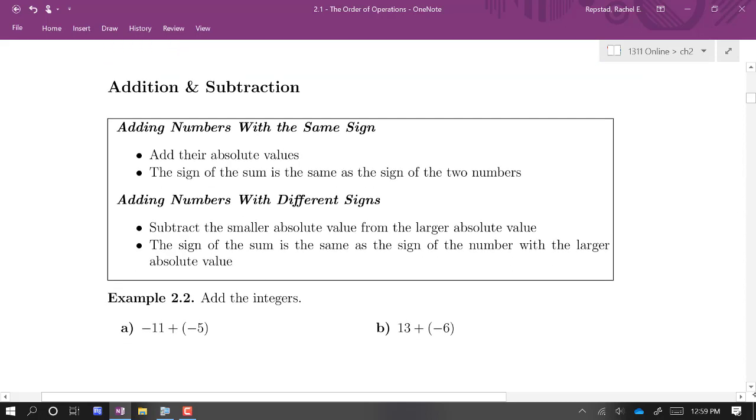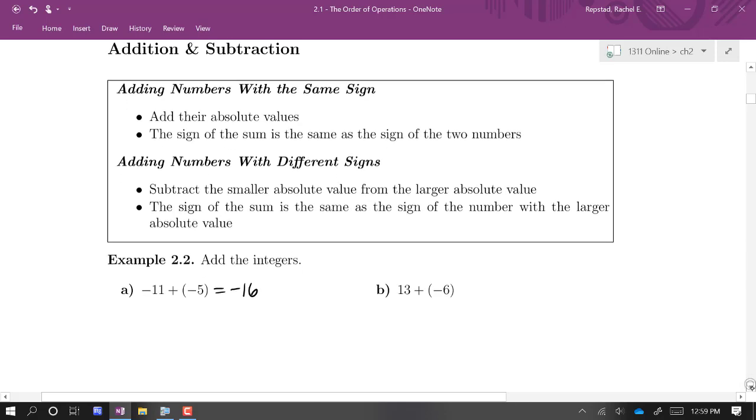Okay, some addition and subtraction. The theme here is just be careful with your signs. If you're adding numbers with the same sign, you just add their absolute values and the sum is going to take on the sign of the two numbers. For example, in 2.2 part A here: negative 11 plus negative 5. They're both negatives, so I just say, well, 11 and 5, that's 16. They were both negative, so this is a negative 16.